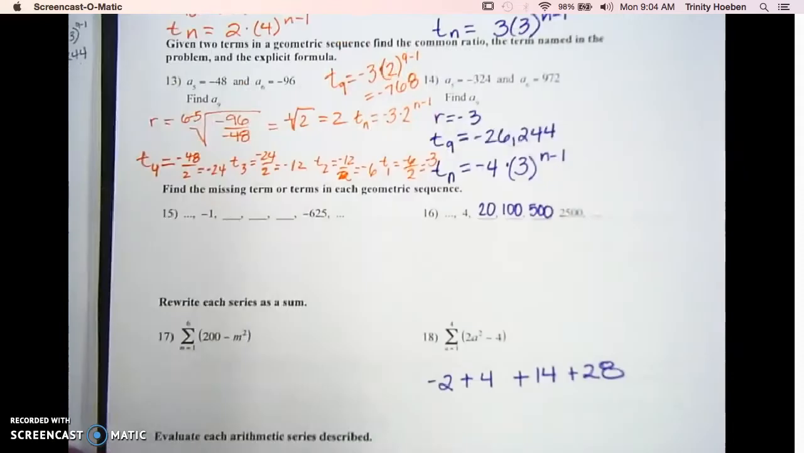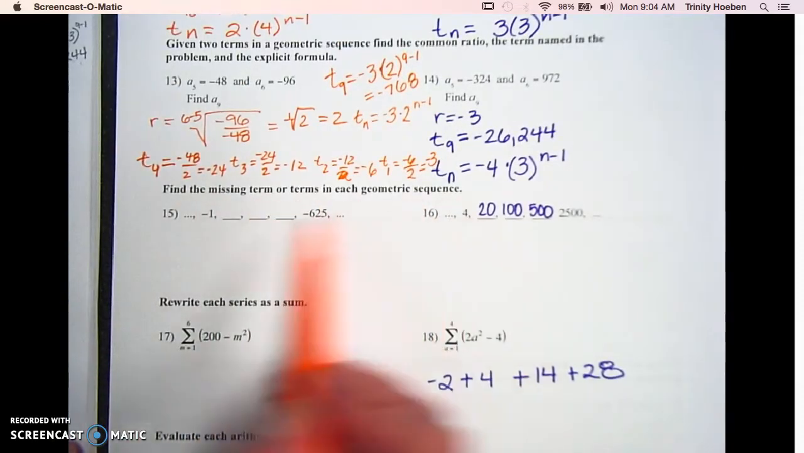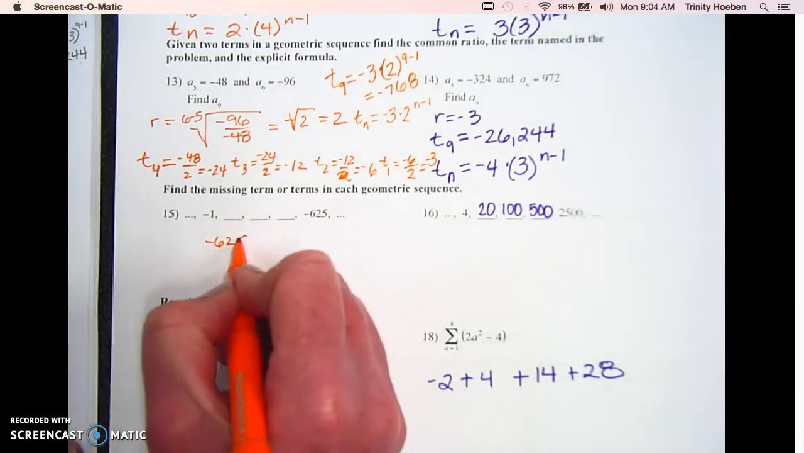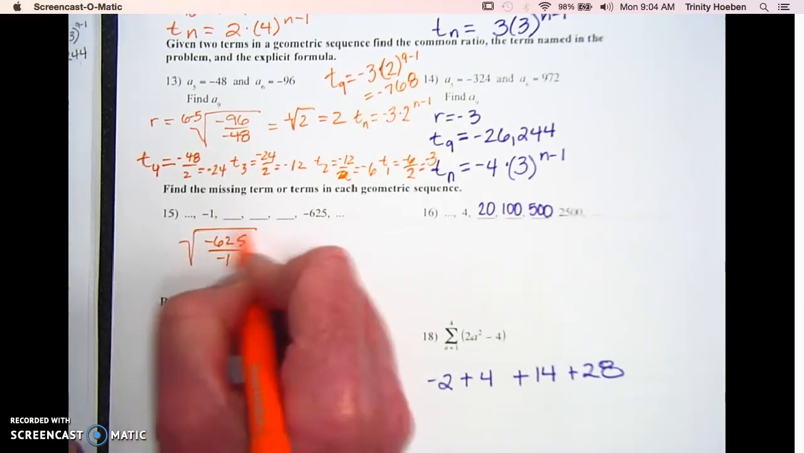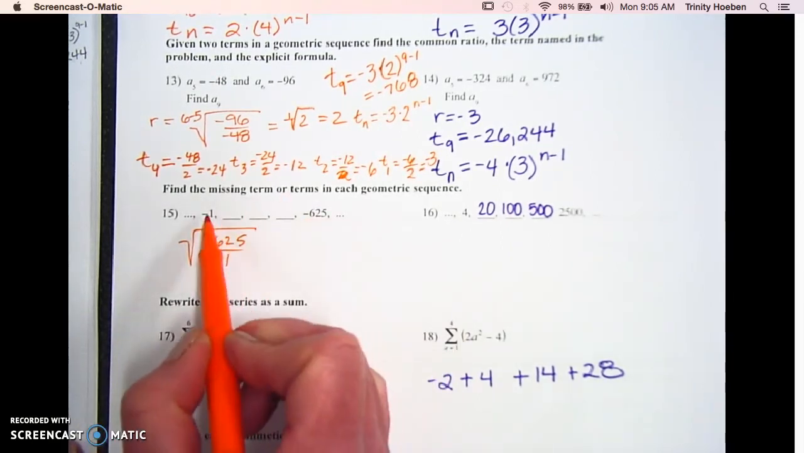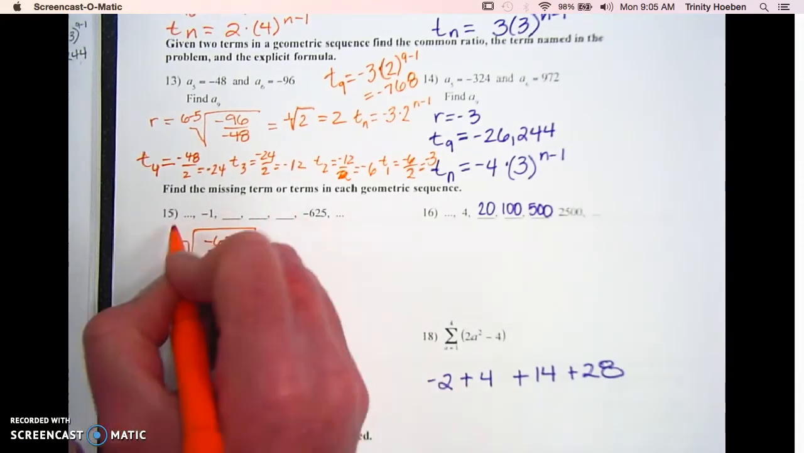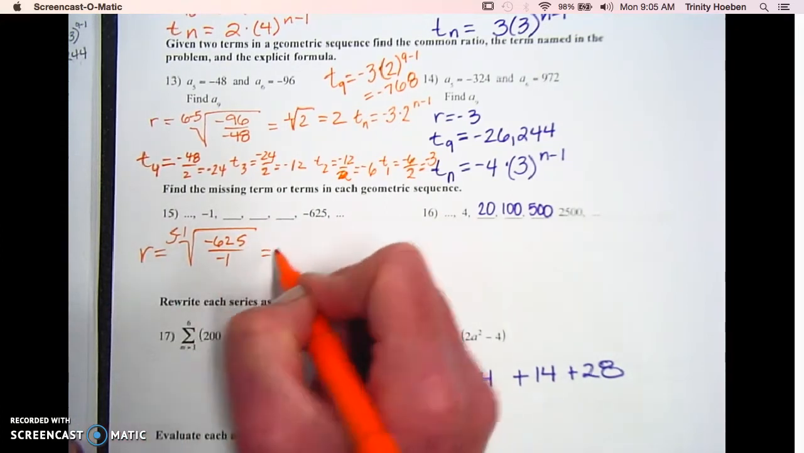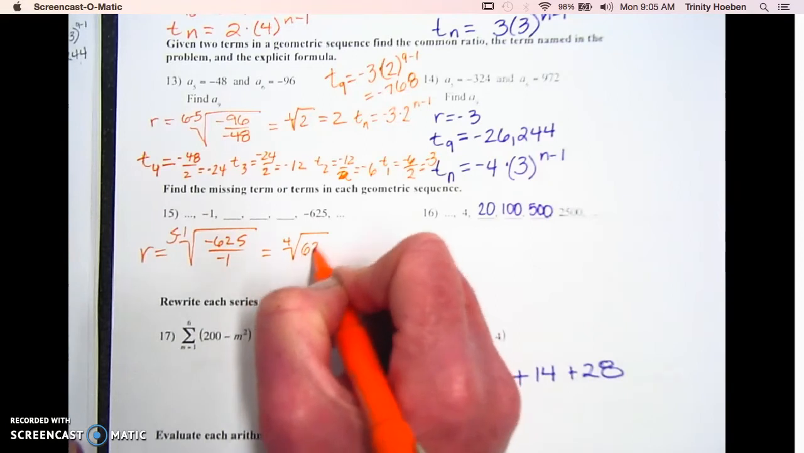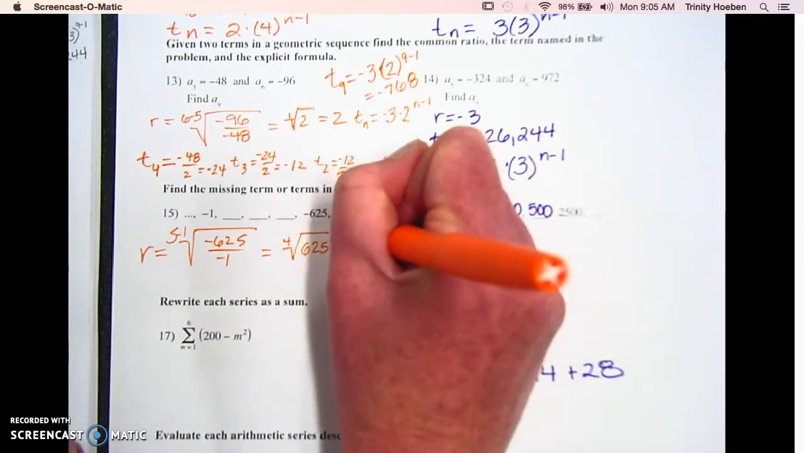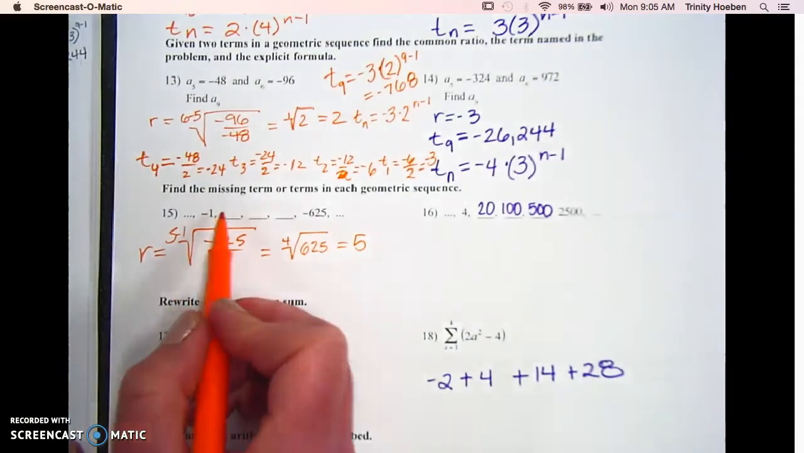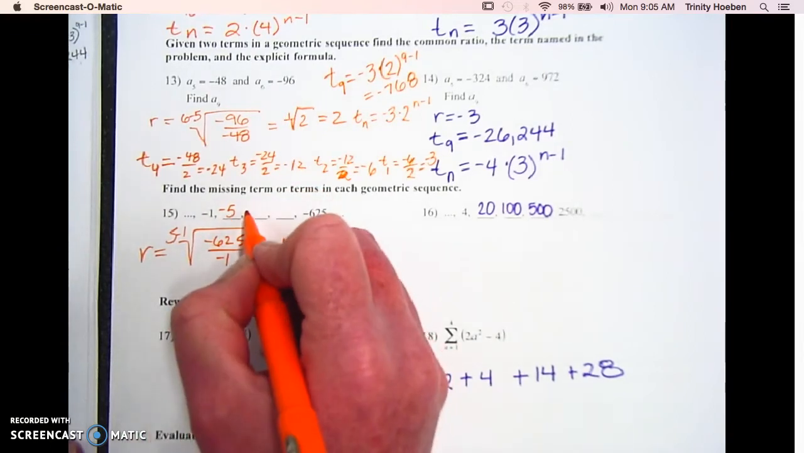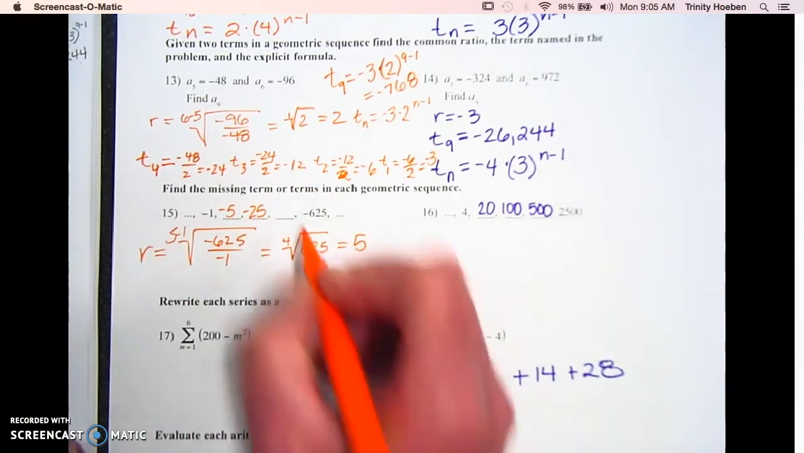All right, jumping down to 15 and 16, I'm going to find the missing term or terms in each geometric sequence. So I'm going to take the negative 625, divide it by the negative 1, and then to figure out the root, I'm going to count how many terms I have. So this is first one, second, third, fourth, fifth. So I'm going to do 5 minus 1 is the root. And that will give me the common ratio. So I need the fourth root of 625. Simplify that on the calculator, you should get 5. That means each of these terms gets multiplied by 5. So negative 1 times 5 is negative 5. Multiply that by negative 5, get negative 25 times another 5, so negative 125.